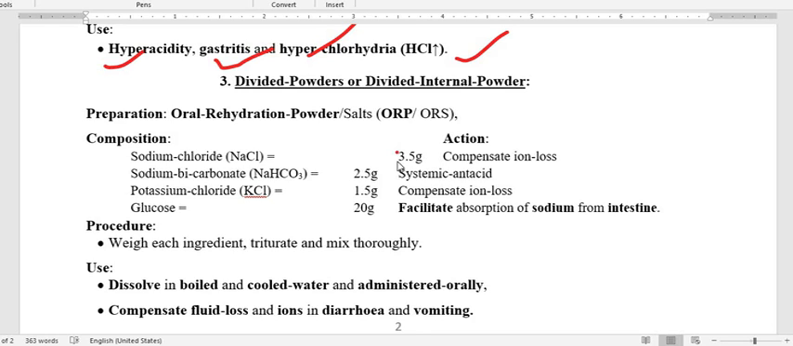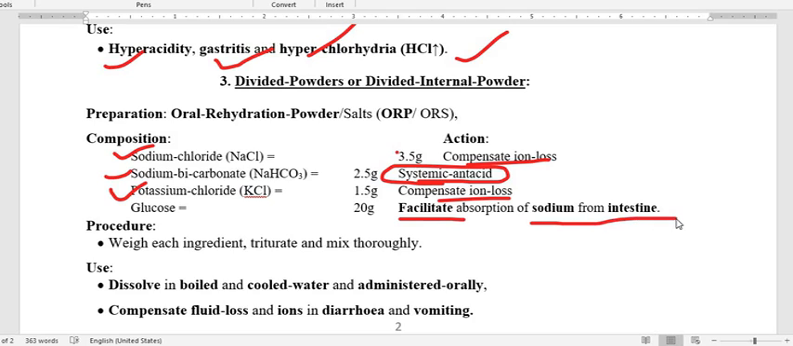sodium and potassium. For sodium, you are using sodium chloride salt. For potassium, you are using potassium chloride, and also you are using the antacid soda bicarbonate. And the last component is glucose. So we are going to go through the action of one by one. Sodium chloride is going to compensate the ion loss. Potassium chloride also is going to compensate the ion loss, and soda bicarb is a systemic antacid, whereas the last one is glucose. Glucose is going to help the absorption of particularly the sodium ion from the intestine.